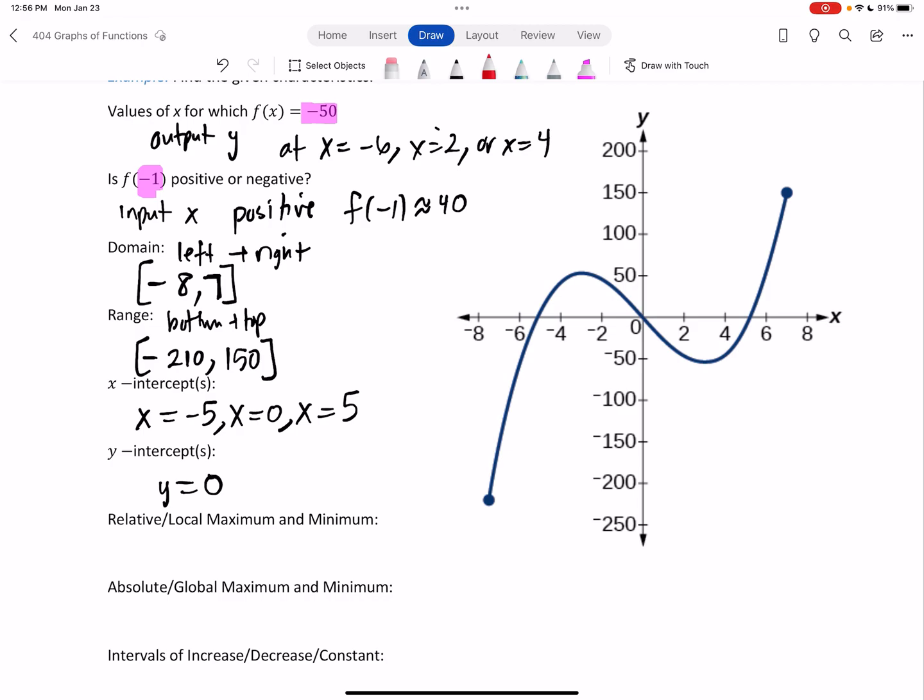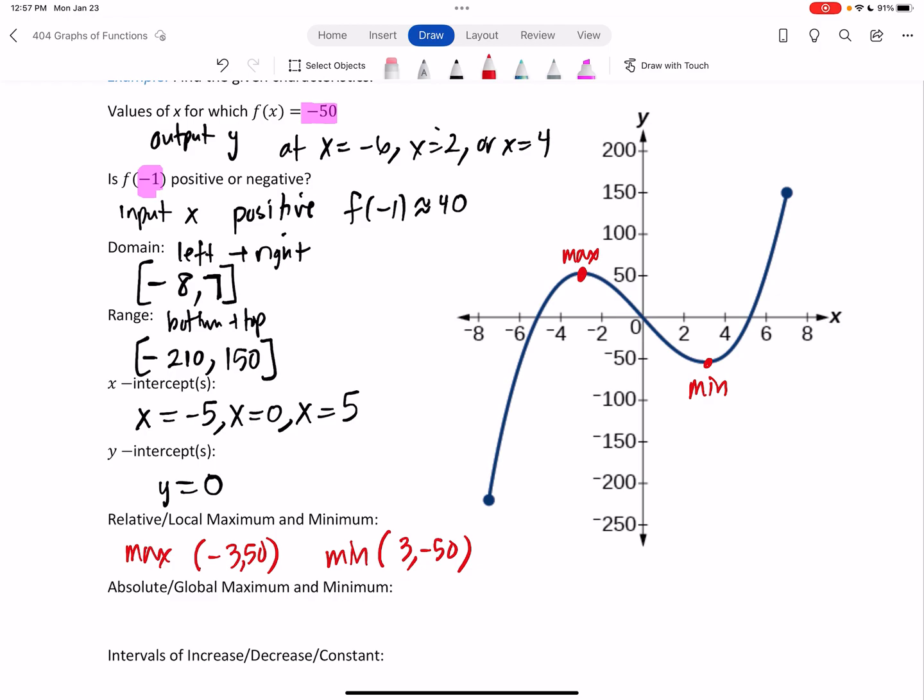Okay, relative maximums and minimums. So those are tops and bottoms of hills. So here's one. This is a maximum. It's a top. And here's another one. It's a minimum because it's a bottom. So we would say max at, let's see, negative 3 comma 50. Min 3 comma negative 50.